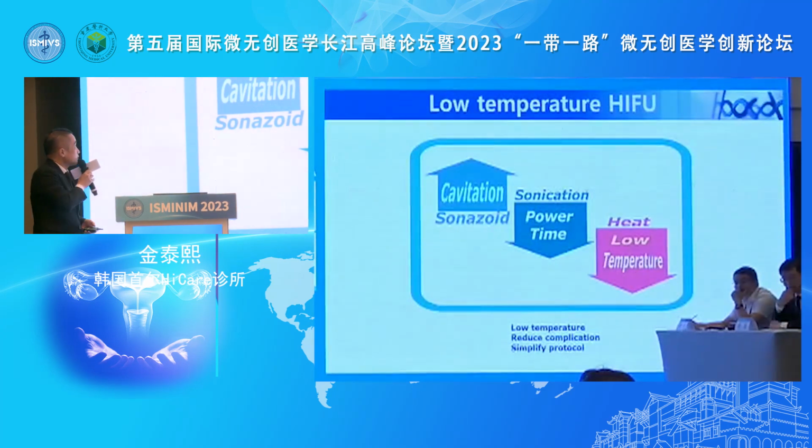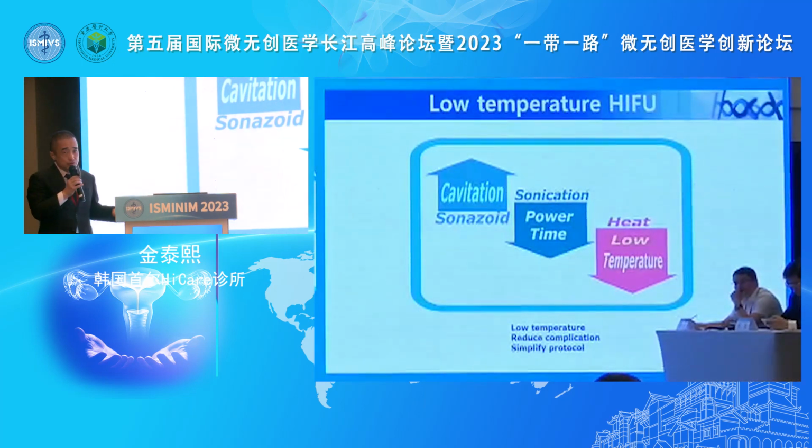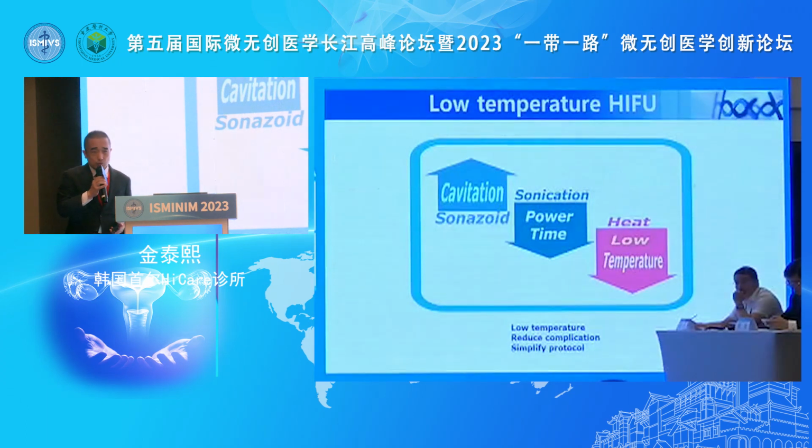Let's think about low temperature HIFU. If we use Sonazoid, we make more cavitation, and we can reduce power and time. This means we can treat at low temperature. When we treat at low temperature, we can reduce complications, and we can make the protocol more simplified. For example, when we treat uterine fibroid, we don't need bowel preparation or skin preparation.